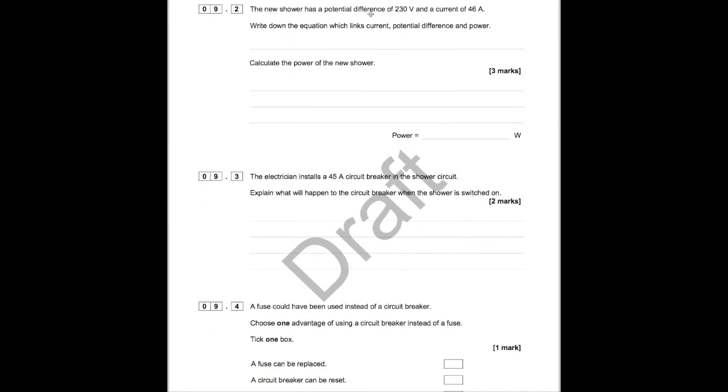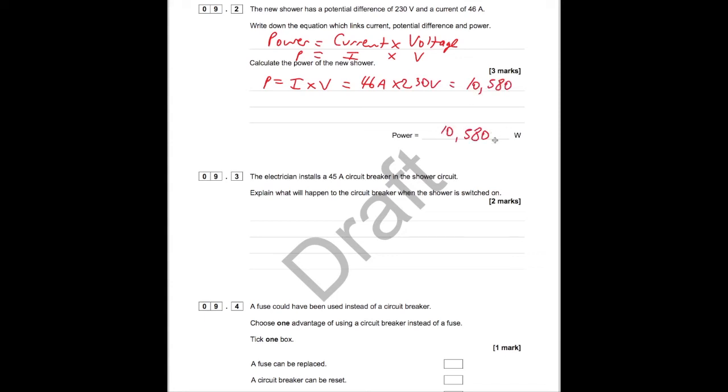The new shower has a potential difference of 230 volts and a current of 46 amps. Write down the equation which links current, potential difference and power. P = I V, power equals current times by voltage. Calculate the power of the new shower. 10,580.